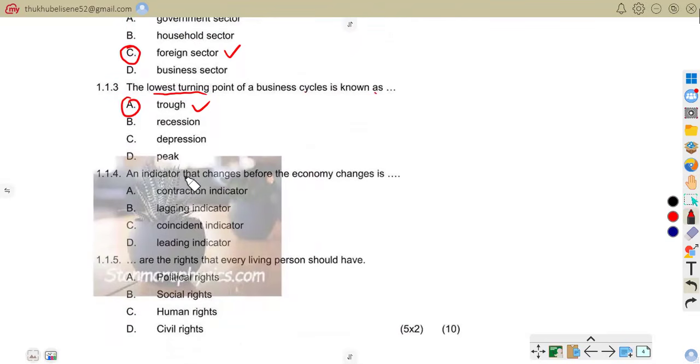1.14 reads as follows: an indicator that changes before the economy changes is, we are given these four options: contradiction indicator, lagging indicator, coincident indicator, leading indicator. So the correct answer is D, leading indicator. We know that a leading indicator is an economic sign that predicts future economic activity. That is why the statement says an indicator that changes before the economy changes. That is a leading indicator. Hope you're together on that.